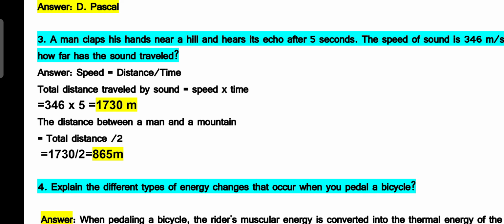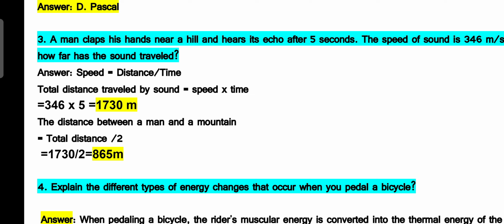It is based on the formula speed is equal to distance by time. You have to change the formula in such a way that you should be able to find the answer. So distance traveled by the sound is equal to speed into time. So 346 meter per second into 5 seconds will give you 1730 meter.